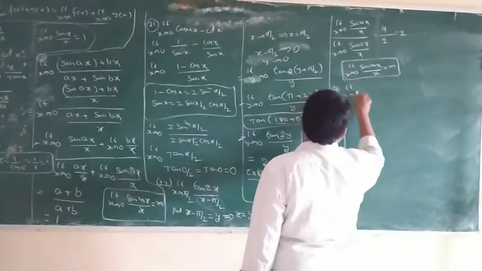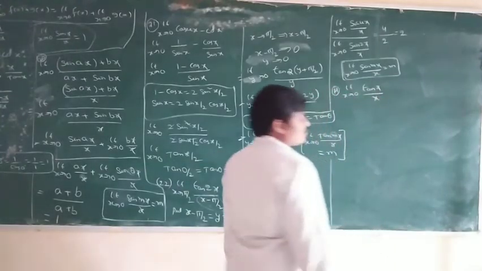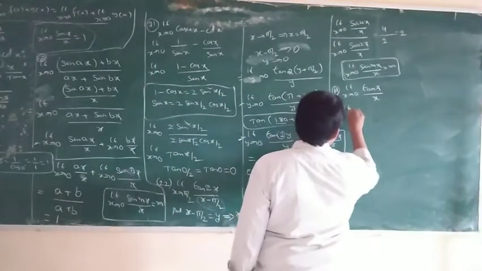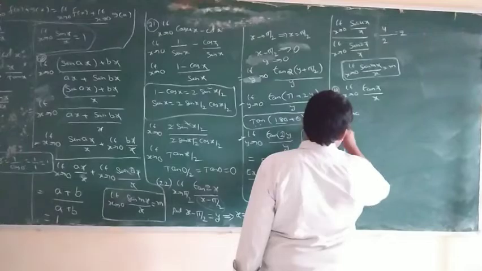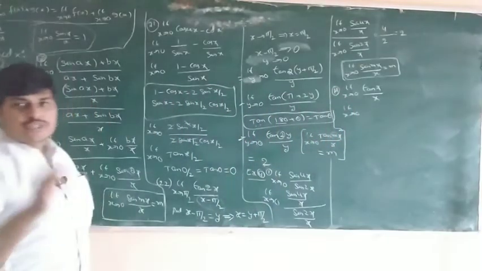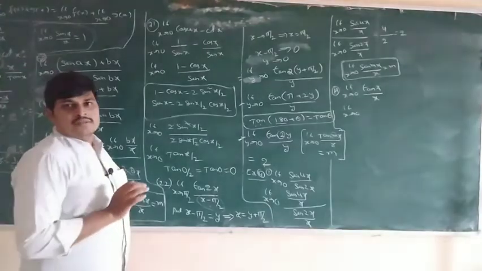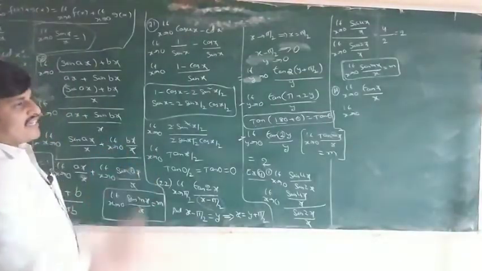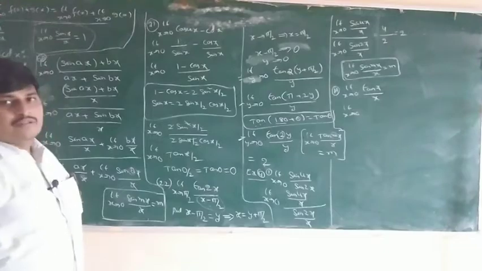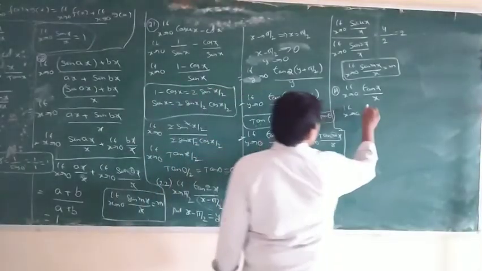Limit x tends to 0, tan x by x is always 1. Tan x by x is equal to 1 is a fixed formula. So how to calculate this limit? The fundamental formula is sin x by x. Limit x tends to 0, sin x by x is equal to 1 is the fundamental formula. So from sin x by x, how do we find the tan x by x value? Tan x is equal to what?